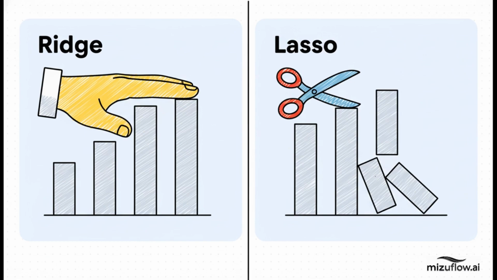So bottom line, if you think most of your variables are probably useful, Ridge is your friend. If you suspect a lot of them are just noise, Lasso is the tool for the job.